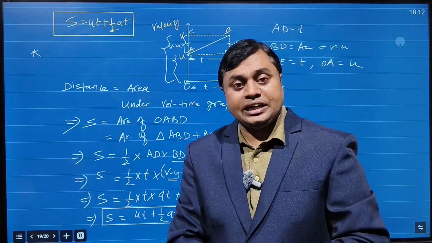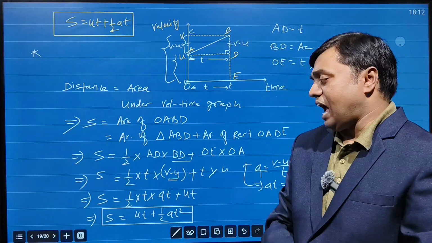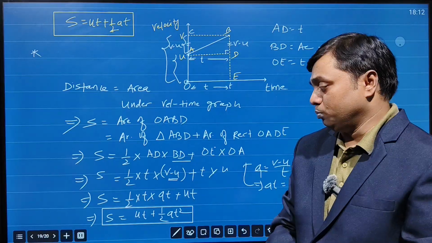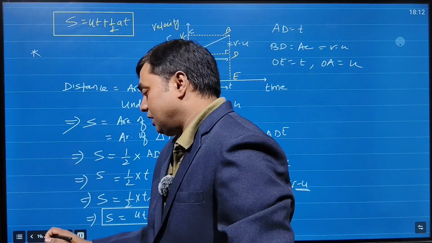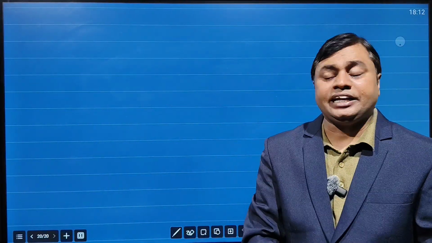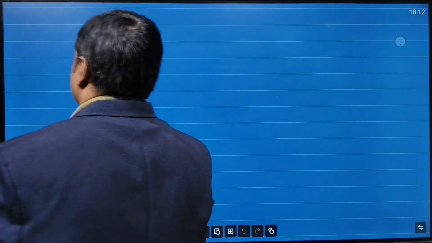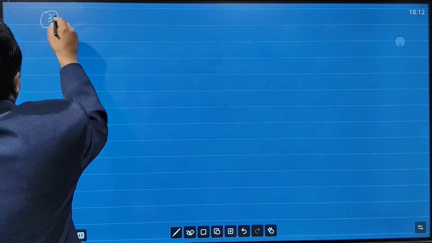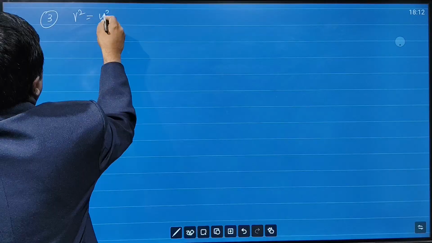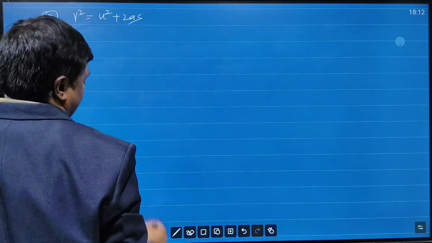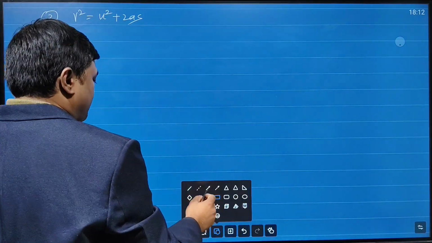Initial velocity, T is the time, A is the acceleration. This is the second derivation of motion. Let's learn the last derivation, that is the third equation of motion. What is the third equation of motion? V square is equal to what? U square plus 2AS. So the same graph we are going to plot.